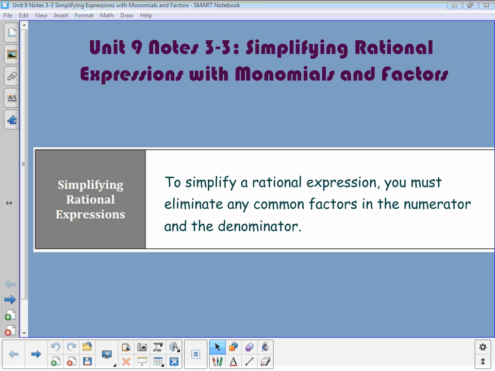Okay, so today we're just going to focus on that part, and tomorrow we're going to add in that factoring piece. Okay, so to start off with, when we're talking about simplifying rational expressions, to simplify a rational expression, you must eliminate any common factors in the numerator or the denominator. So you have to get rid of those.